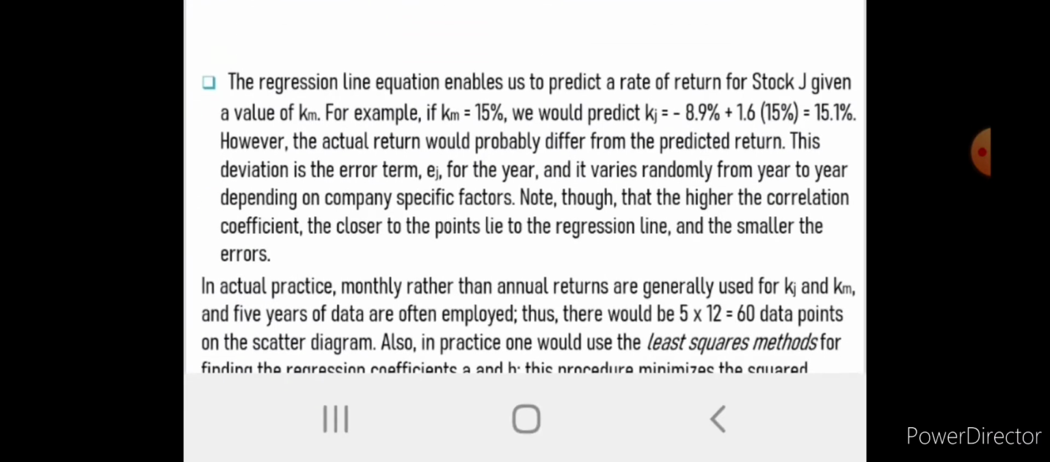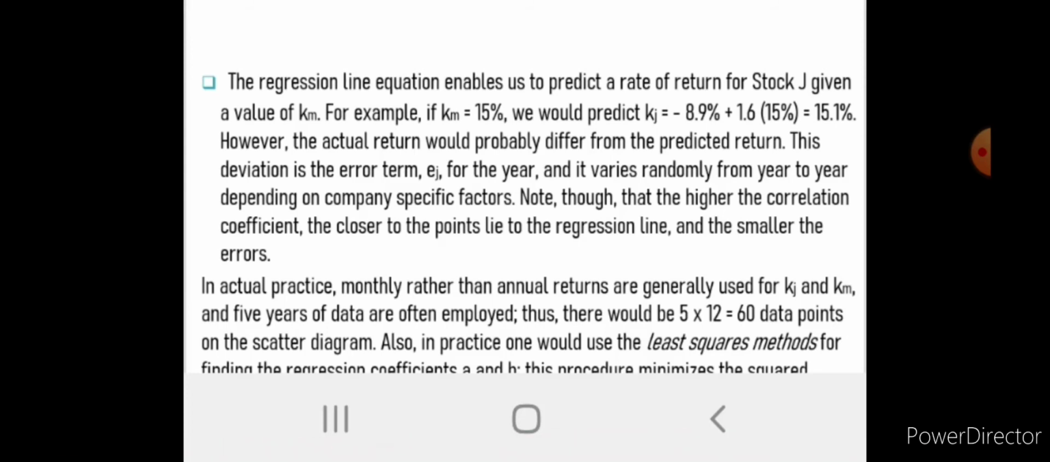The regression line equation enables us to predict a rate of return for stock J given a value of kM. For example, if kM is equal to 15%, we would predict kJ is equal to negative 8.9% plus 1.6 times 15%, which is equal to 15.1%.